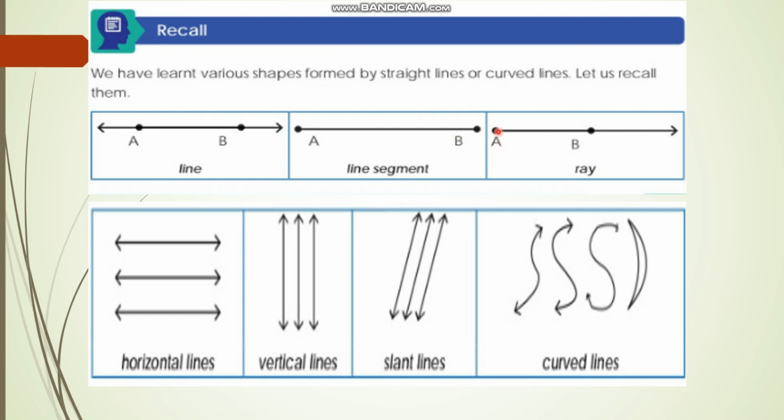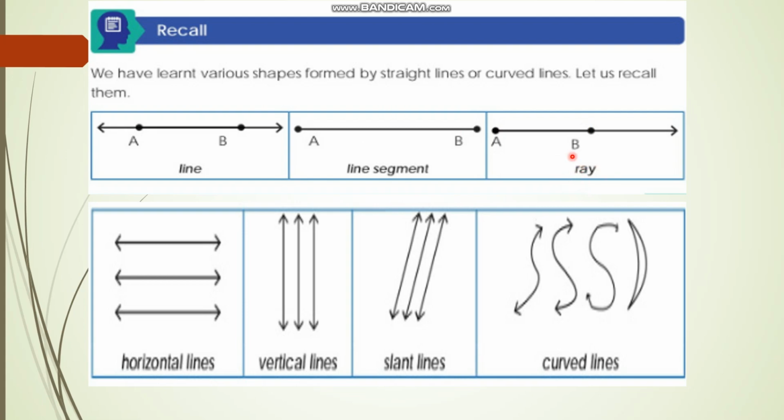It will never extend in either direction. It has a definite length. But a line can be extended in both directions endlessly. A line can be extended in both directions endlessly, but a line segment has a definite length. Got it, children? Now the next one is ray.